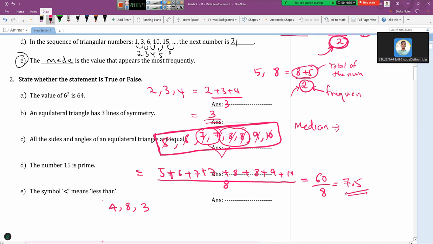You see here, these numbers are not ordered, right? Even though the 8 is in the middle of these 3 numbers, you cannot tell this is the median. First, you have to arrange the numbers in ascending or descending order, right? So what is ascending order?